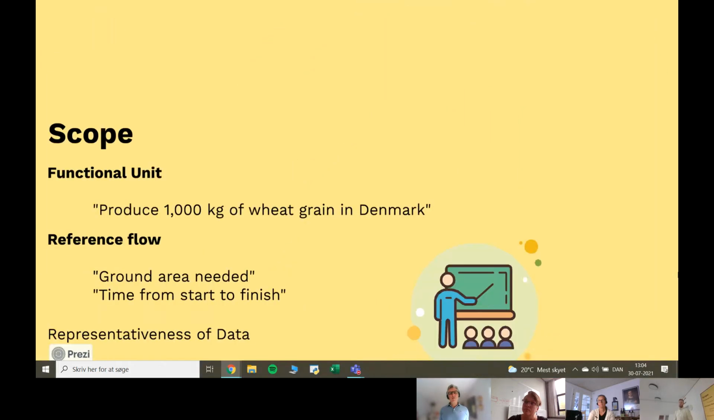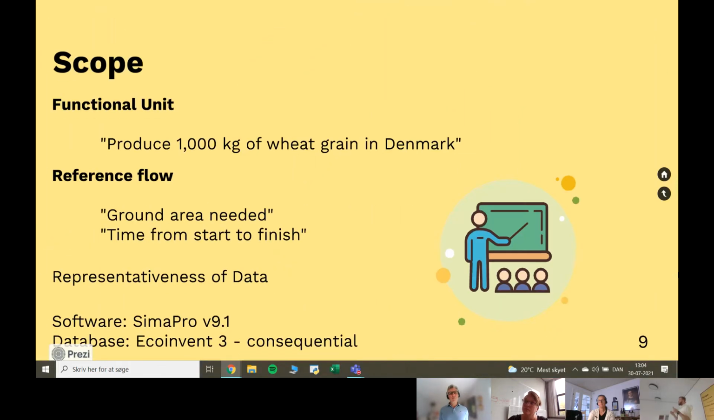So moving on to the scope, as the goal is what we want to do, this is how we do it. The scope is to make sure that someone else can replicate the whole thing, so it needs to be very transparent and show how I did this. The functional unit for these systems is to produce 1,000 kilograms of wheat grain in Denmark, and the functional unit is used to compare the 2 systems to each other for a fair comparison.